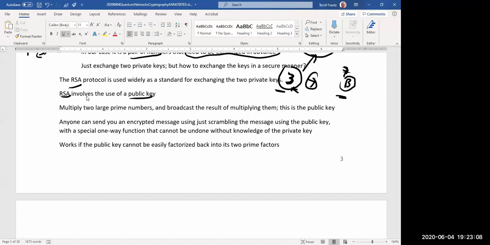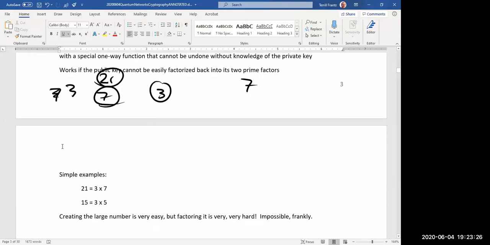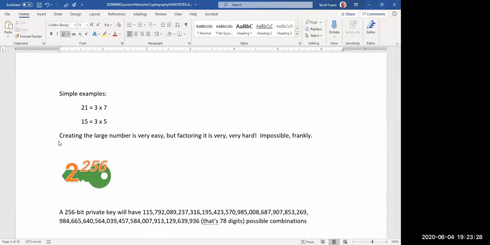So if I have the public key, again, 21, and I had one number, 7, I could easily figure out the other number, 3. And if I had the public key at 21 and I have the number 3, I could easily figure out the number 7. Not exactly the way it works, but it's close enough for our purposes here.